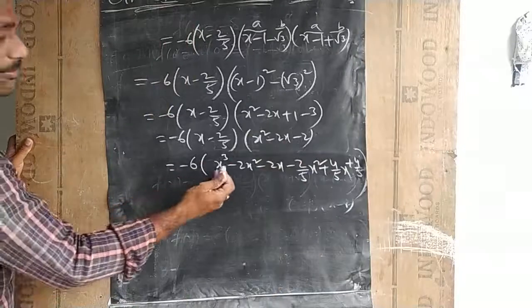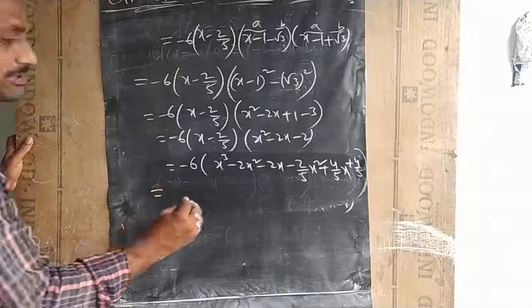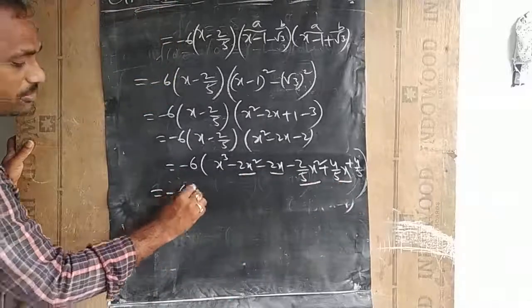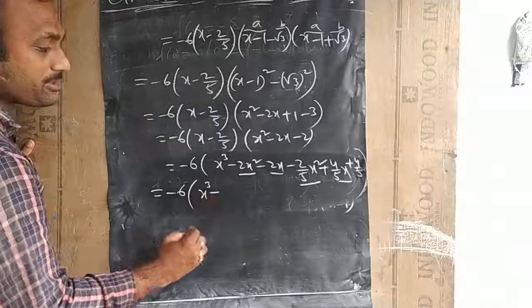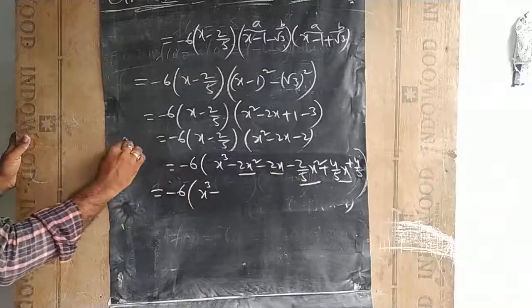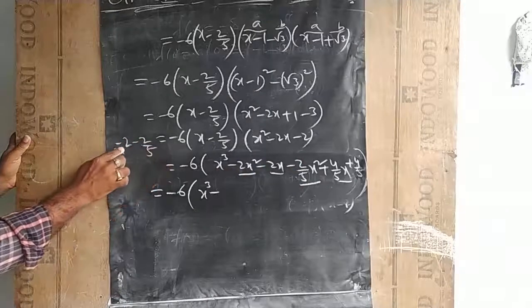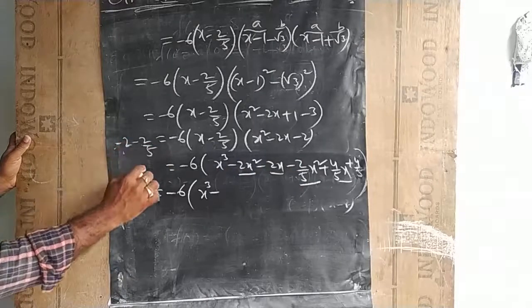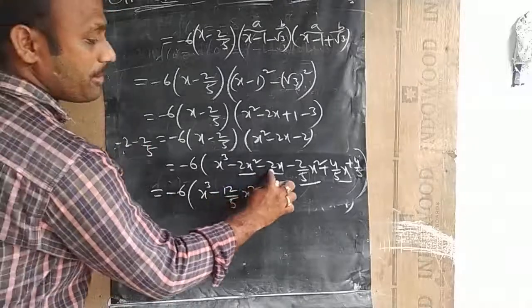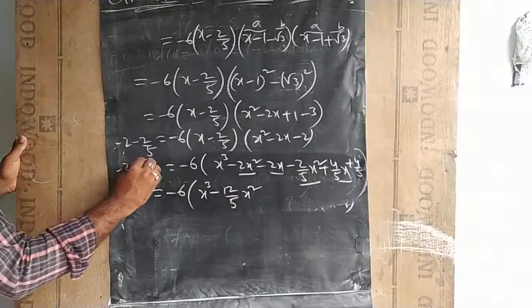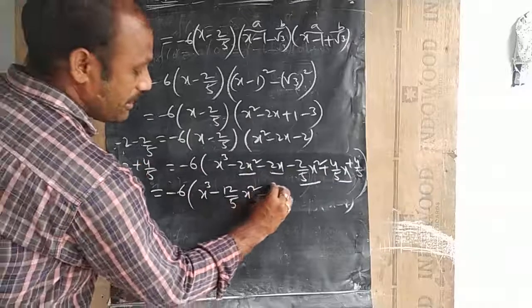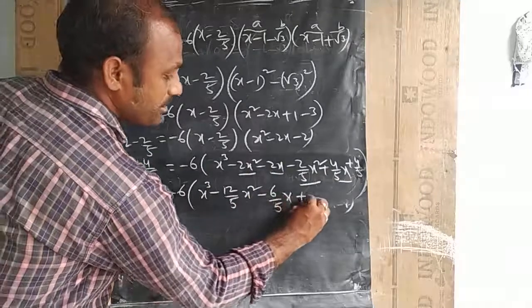Now at last we have to multiply with 6. But is there any like terms here? These two are like terms and these two are like terms. So let us replace that equation. That is x cube minus 2x square minus 2 by 5 x square. Let me do the calculation here, minus 2 by 5. 5 2s are 10, so minus 10 minus 2 means minus 12 by 5 x square. Here minus 2 plus 4 by 5, 5 2s are 10, minus 10 plus 4 is minus 6 by 5 x, plus 4 by 5.